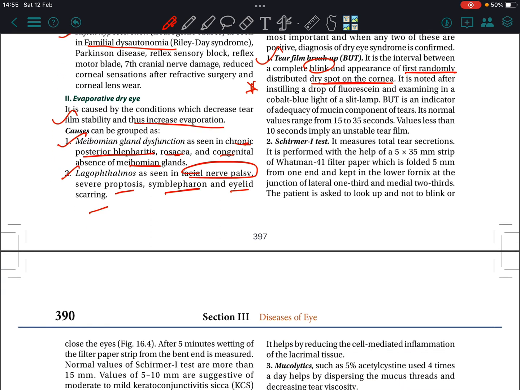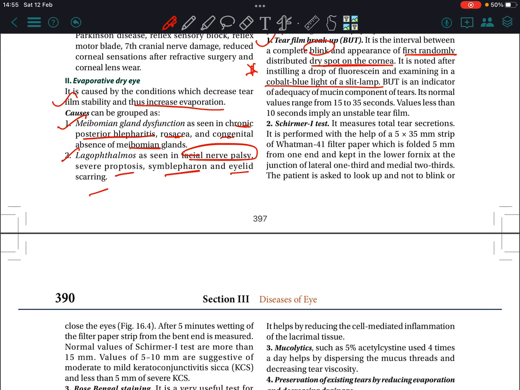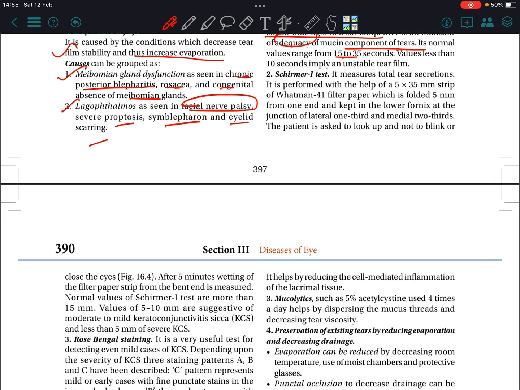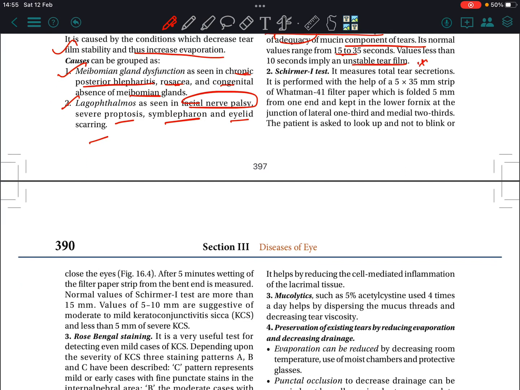It is noted after instilling a drop of fluorescein and examining in the cobalt blue light of the slit lamp. BUT is an indicator of the adequate mucin component of tears. Its normal value ranges from 15 to 35 seconds. A value less than 10 seconds implies an unstable tear film.